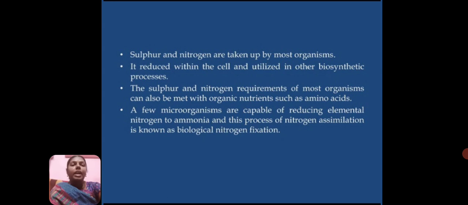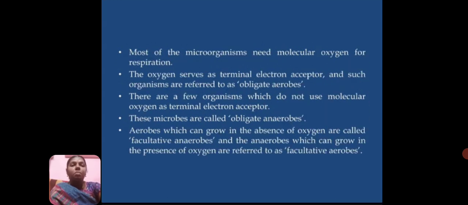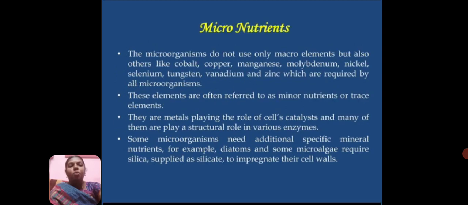A few microorganisms are capable of reducing elemental nitrogen to ammonia, and this process of nitrogen assimilation is known as biological nitrogen fixation. Most microorganisms need molecular oxygen for respiration. The oxygen serves as terminal electron acceptor, and such organisms are referred to as obligate aerobes. There are a few organisms which do not use molecular oxygen as terminal electron acceptor. These microbes are called obligate anaerobes. Aerobes which can grow in the absence of oxygen are called facultative anaerobes, and the anaerobes which can grow in the presence of oxygen are referred to as facultative aerobes.